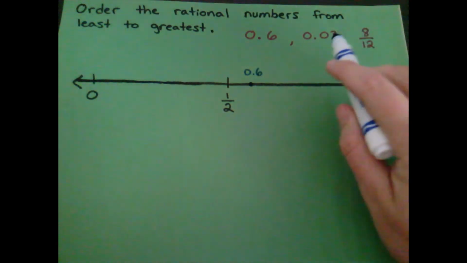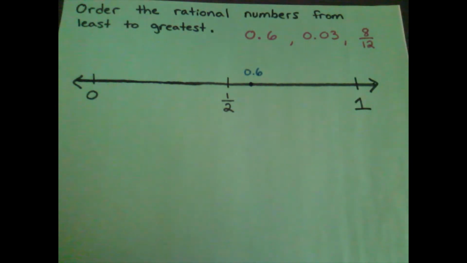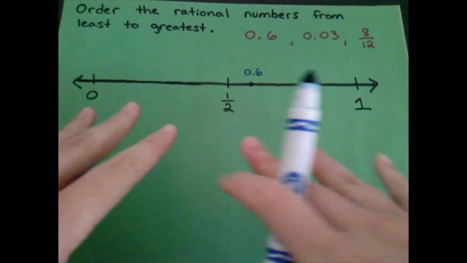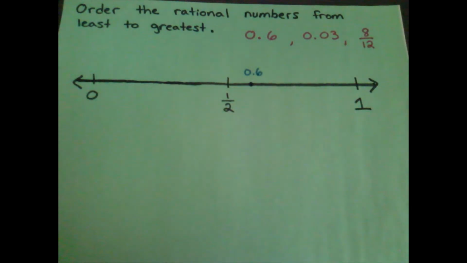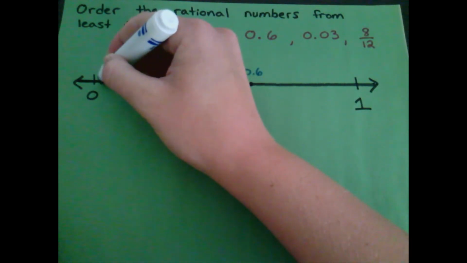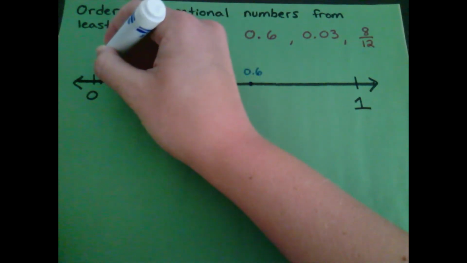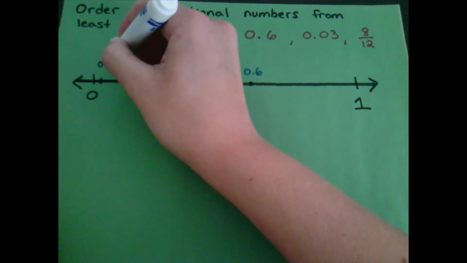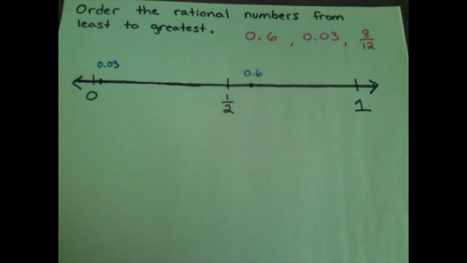All right, the next number, 3/100. So that means if we were looking at 3/100 and this was all divided up equally, we would have 100 parts. 3/100 would be all the way over here, somewhere in this region. So we're going to put down 0.03, and we would say that as 3/100.